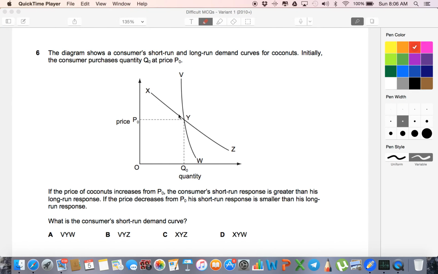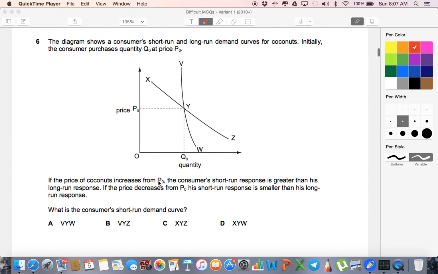So if you look at this, here are the two demand curves. One of these demand curves seems to be flatter, one of these is steeper. Let's read what they're asking for. If the price of coconut increases from P naught, which is this one, the consumer's short run response is greater than the long run response. If the price decreases from P naught, the short run response is smaller than the long run response.